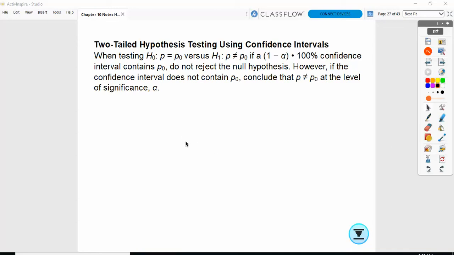Remember when we did confidence intervals, we had formulas. Does everybody have their formula sheet handy?